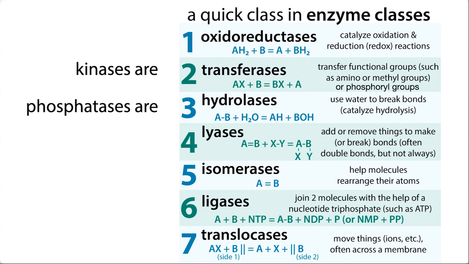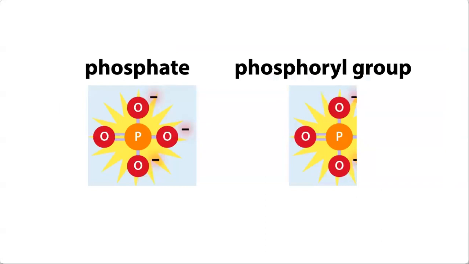They catalyze hydrolysis. Kinases, on the other hand, are transferases. They're transferring functional groups. The functional group that they're transferring is going to be this phosphoryl group. Remember, we often just call it a phosphate group, but it is adding a phosphoryl group, not a phosphate group. So we don't have oxidation occurring when we have a phosphorylation reaction done by a kinase.